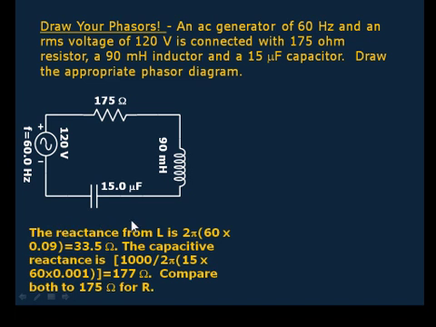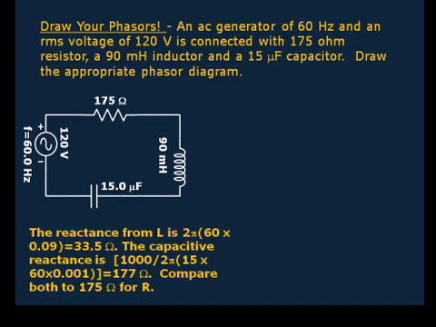The reactance from the inductor is 2 pi times 60, that is the frequency, 2 pi f, that gives us omega, times L, which is 90 millihenries, written as 0.09 henries, and the total product turns out to be 33.5 ohms.